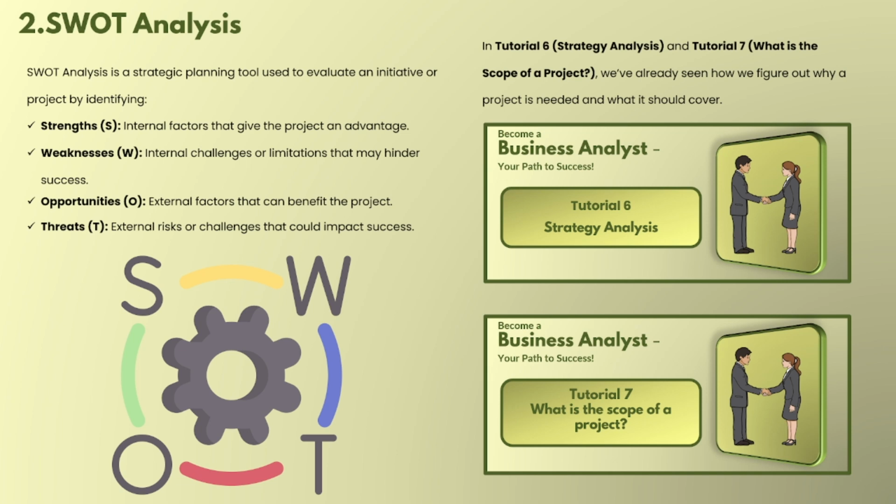These are the weaknesses. Then opportunities: external factors that can benefit the project, and we need to identify them. These are the positive things happening outside the project, like a growing market or a new technology that we can take advantage of. Then threats: external risks or challenges that could impact the success. These are outside issues that might cause trouble, like a new competitor, changing regulations, or economic shifts. So in this way we need to identify the strengths, weaknesses, opportunities, and threats.